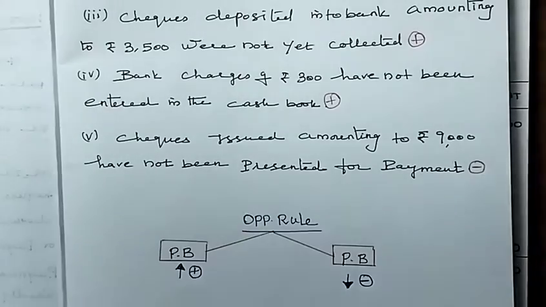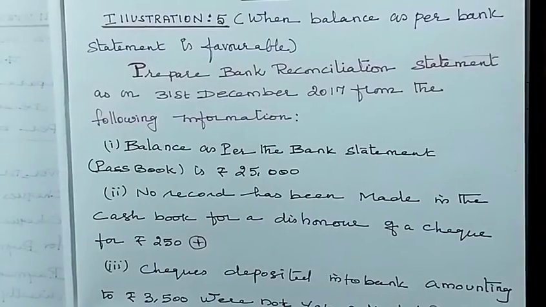Listen carefully. We have been given here the balance as per the passbook. So you can understand that this question is based on the passbook. So you have to clearly understand that we need to use the opposite method. Why? Because the balance as per the passbook is given here. So we need to use the opposite method. What is meant by the opposite method?